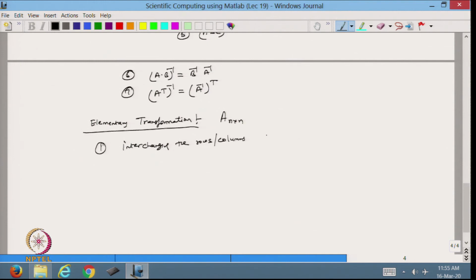Suppose I have rows represented by R. So, I can write R_ij. It means I am interchanging the ith and jth rows, or if I write C_ij, then that is for the columns.